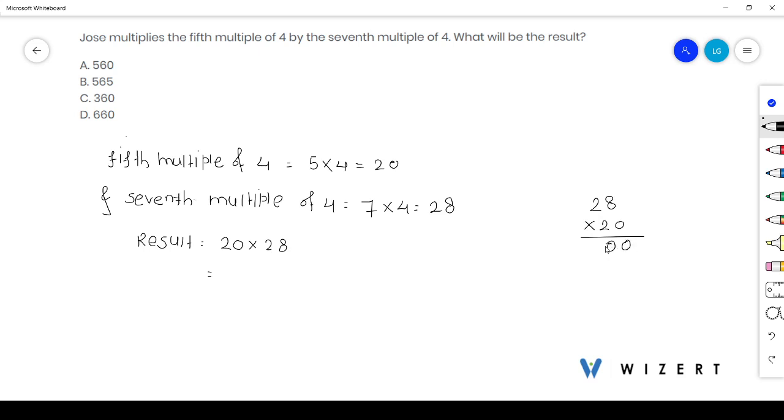0 into 28 is 0. Then multiply 28 by 2. Firstly add 0 to the units place. So 8 twos are 16. Write 6 in the tens place and carry 1 forward to the hundreds place. 2 fours are 8, plus 1 is 9. So it is 560.